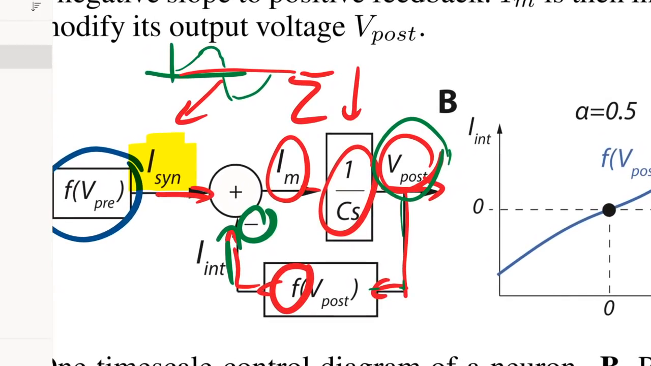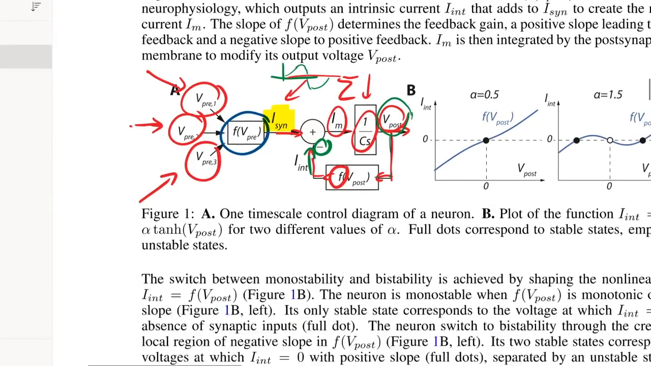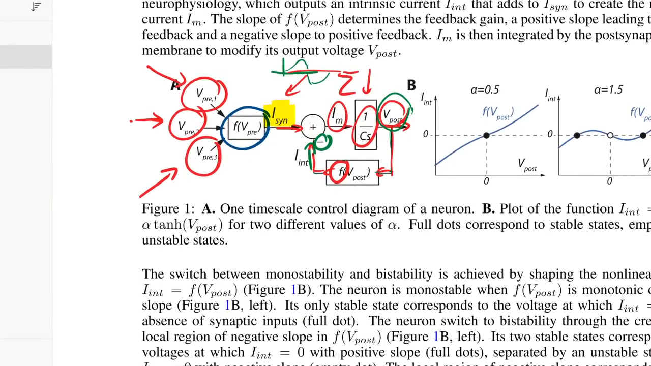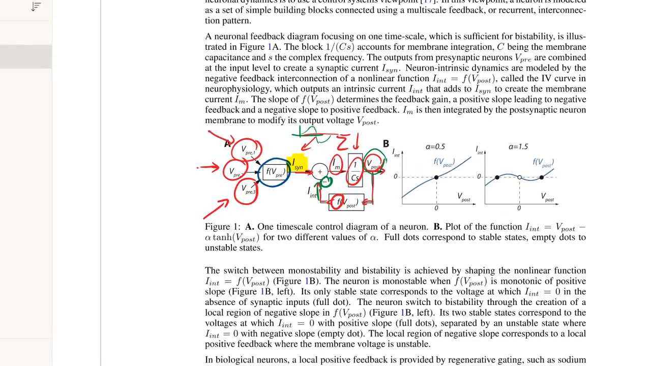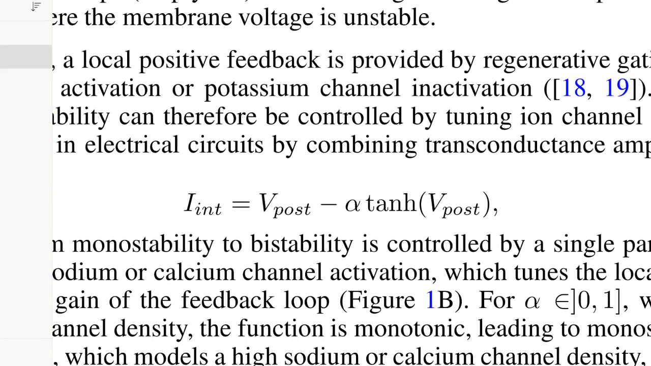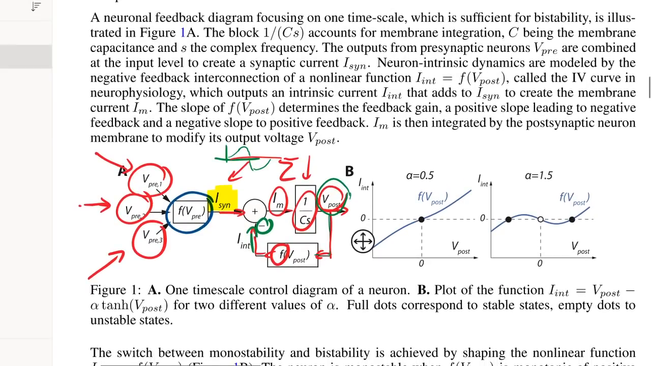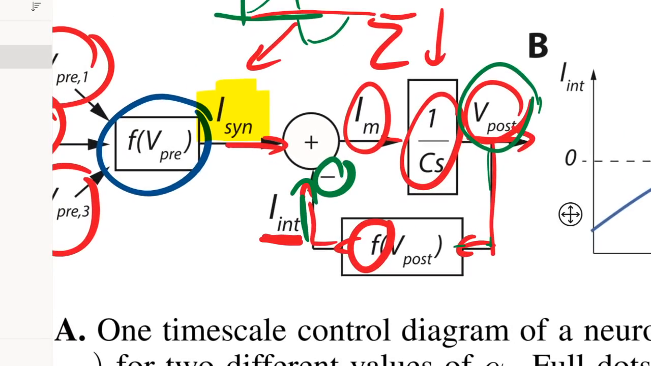Now, we'll make it a bit more complicated in that we'll assume that this f here is not the identity function. So the f of v post is this here. It's v post minus alpha tan h of v post. Or is this the entire f? Yes, that's this thing right here.